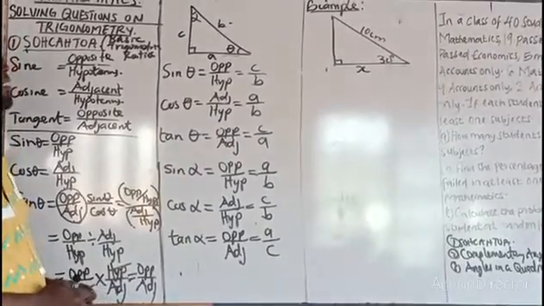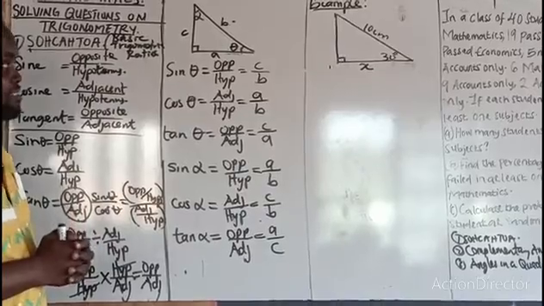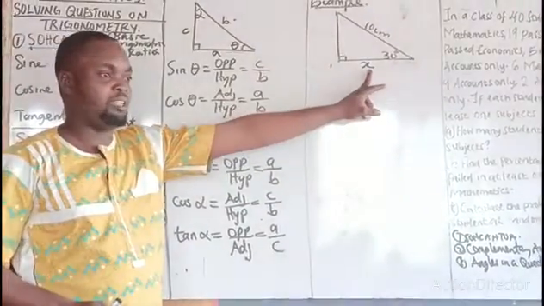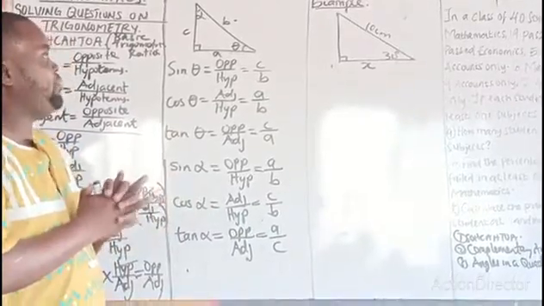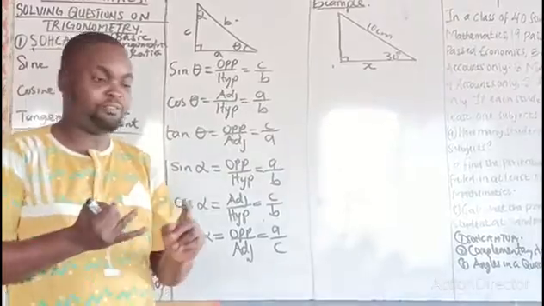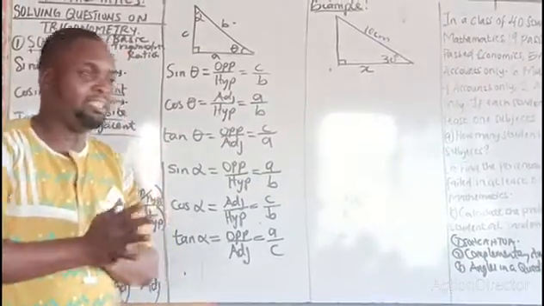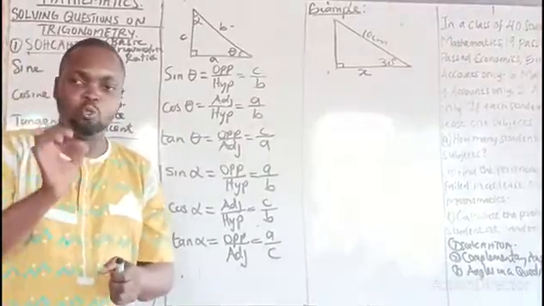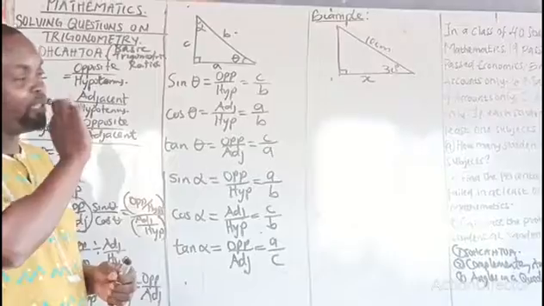We are told to find side X in this diagram. You have to look for what? Now, when you are given a right angle triangle, they can tell you to find the side, they can tell you to find the angle. Whichever they tell you to find, definitely they will give you at least 2 pieces of information.